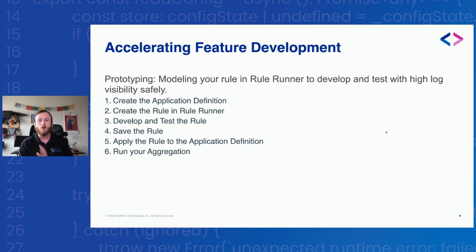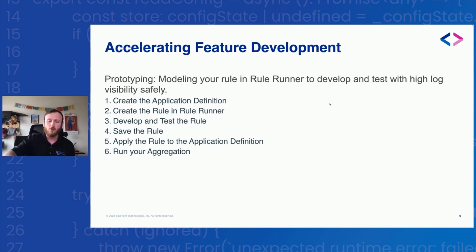So all of this, no aggregation being run, no data being filled into the IIQ instance. During this time, don't forget to remove your hard-coded input arguments if you went that route. And then also make sure that you apply the rule to its designated type on the application definition if you've not already done so. And then, of course, run the aggregation the first time.